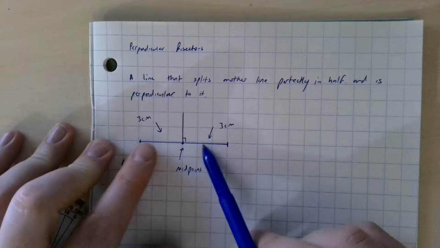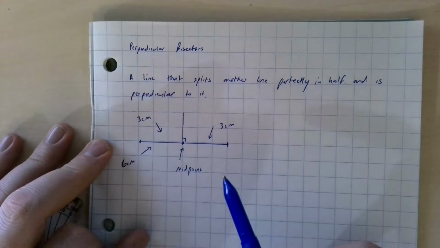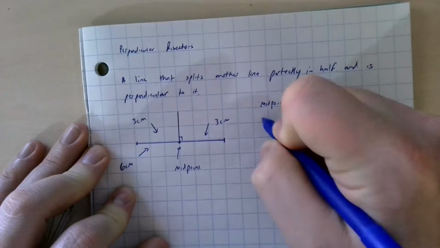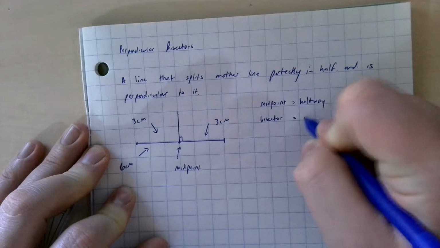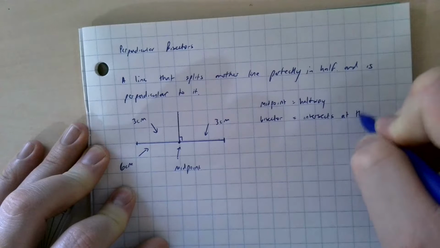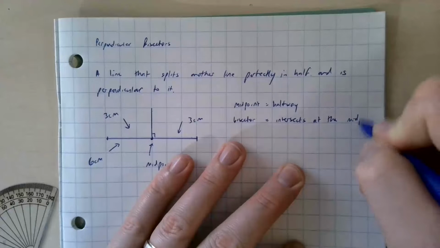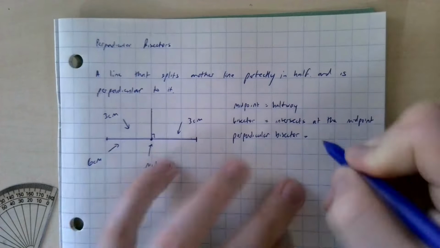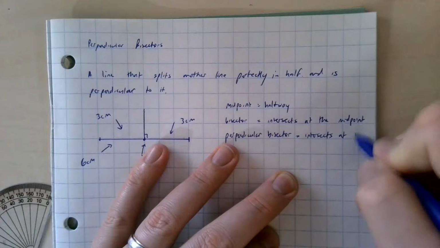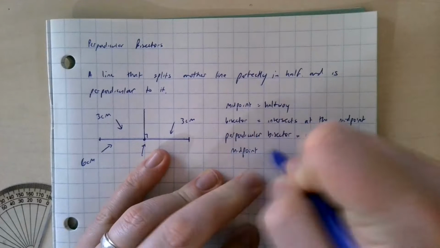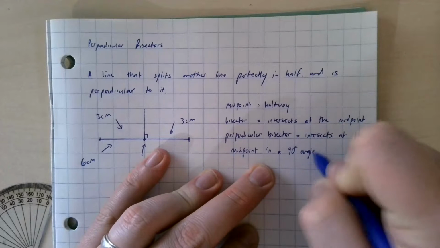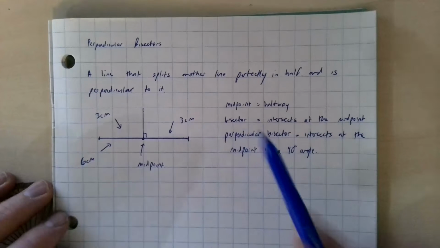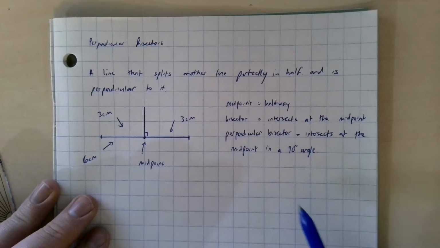Now, if I have a line that is perpendicular to this line, that's called a perpendicular bisector. So a midpoint is halfway. A bisector intersects at the midpoint, and a perpendicular bisector intersects at the midpoint in a 90-degree angle. Okay, so there's three different words that we learned here. Midpoint's halfway. A bisector intersects at the midpoint, because what it does is it bisects, it perfectly splits in half. And a perpendicular bisector intersects at the midpoint at 90 degrees.